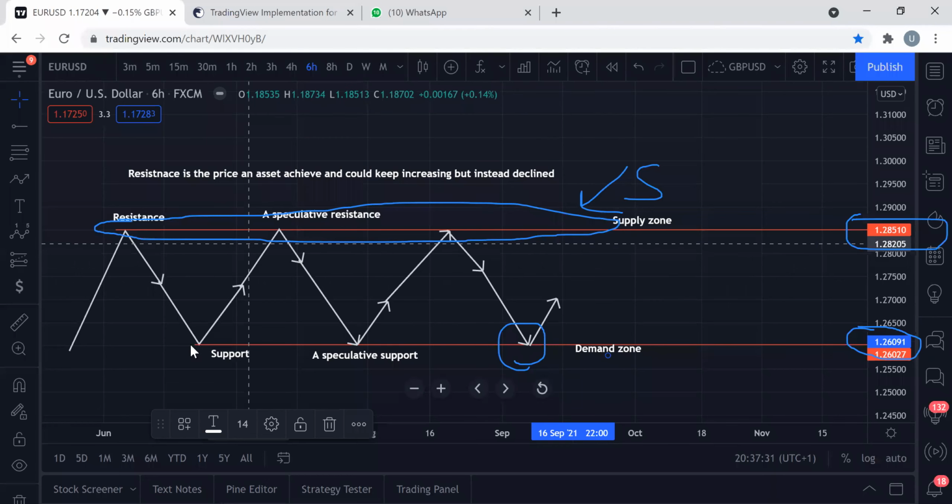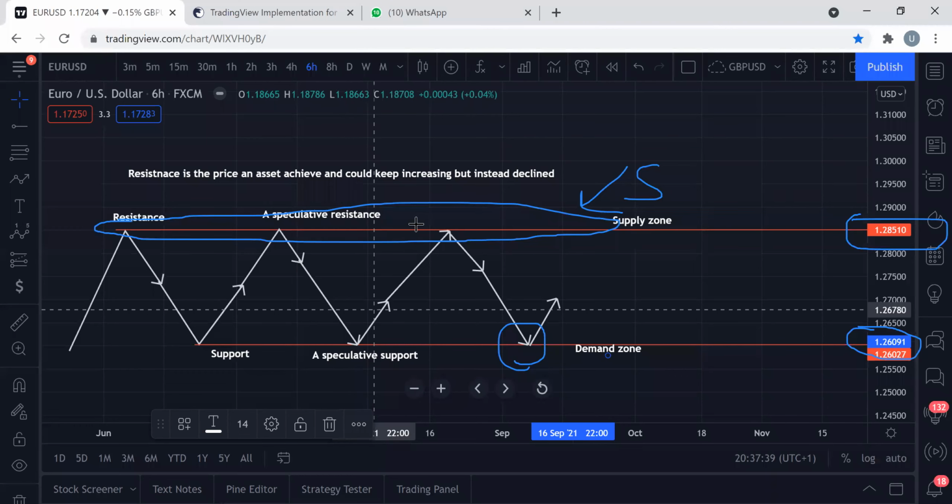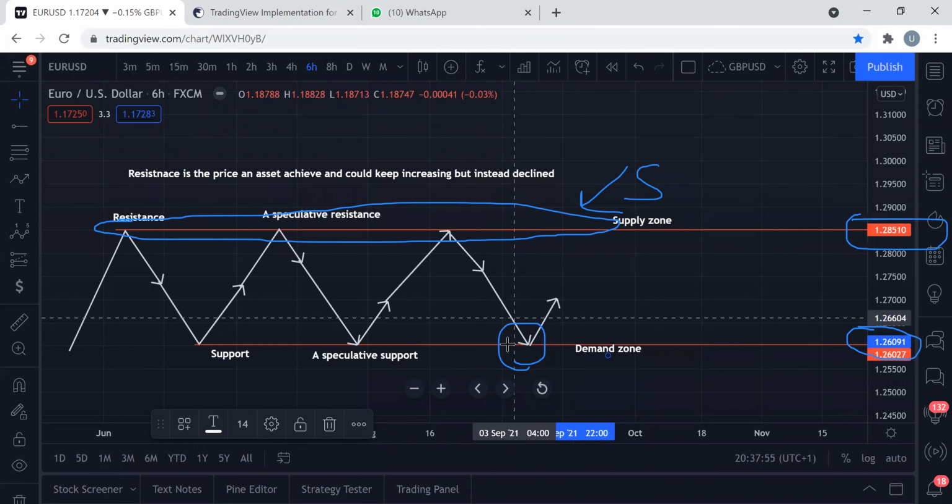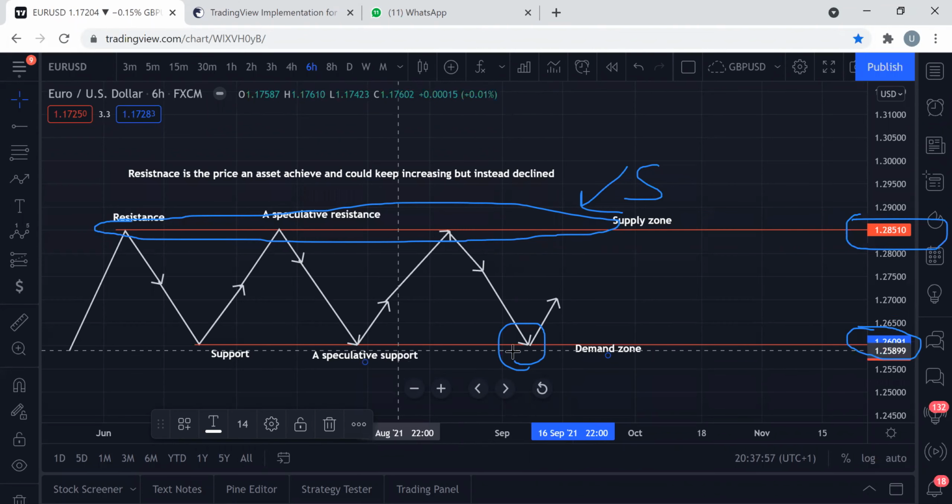Support is the level where price dropped to and could not keep going down. And once price has tested a particular level 2 times, we can now put our horizontal line on it, expecting the price to come to it the third time. Once the price gets to the third time, we can easily predict what is going to happen: it will pump.